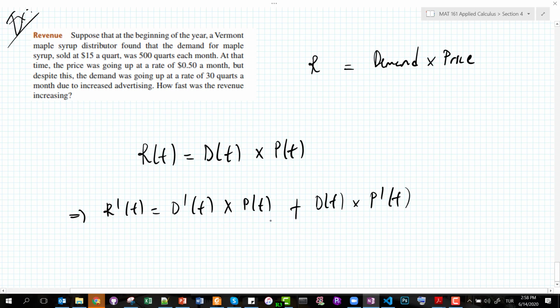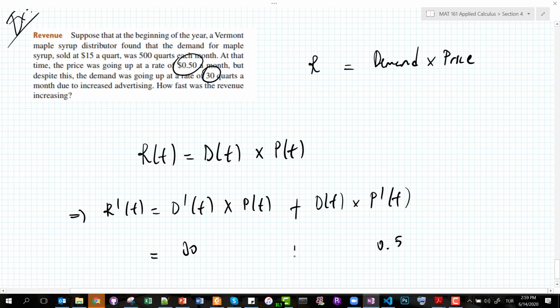So I need to know all these values. Do I know the demand change? I'm given that: 30 quarts a month, demand was going up. So I can put it in. Do I know how the price is changing? Look at that: $0.5 each month, the price is increasing. So I can use that one.